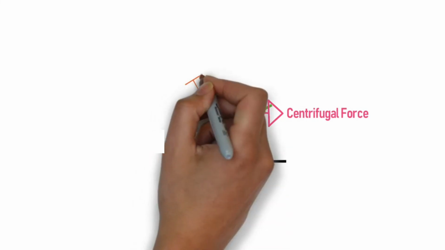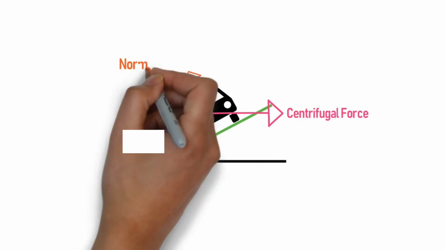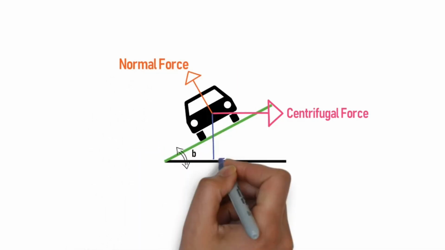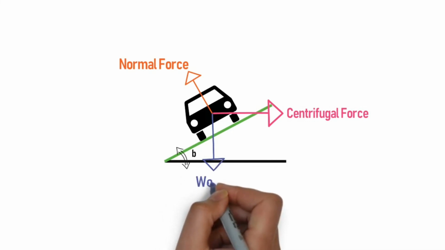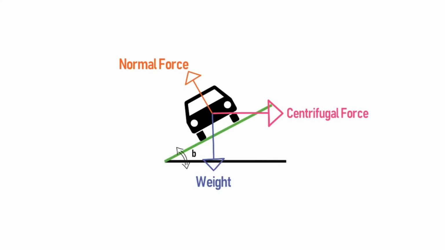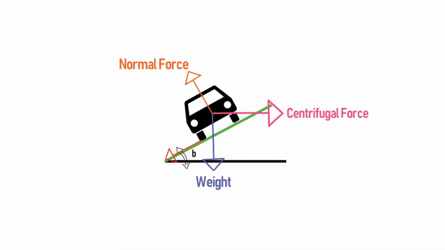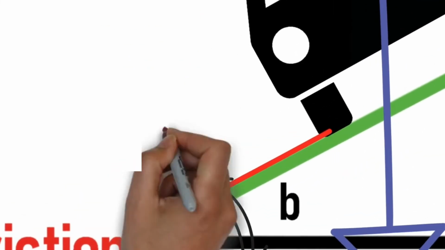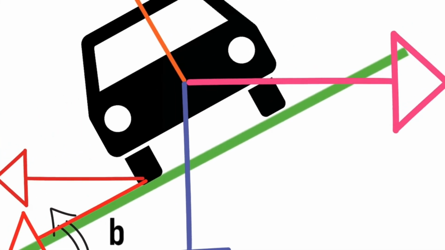So now let's talk about the different forces acting on the car when it is under circular motion on a banked road. One of the forces is the normal force, which is acting perpendicular to the road, and another force which is acting exactly vertically downwards, which is weight, and another force which is a frictional force generated between the wheel of the car and the road. And now let's resolve this frictional force in horizontal and perpendicular directions.